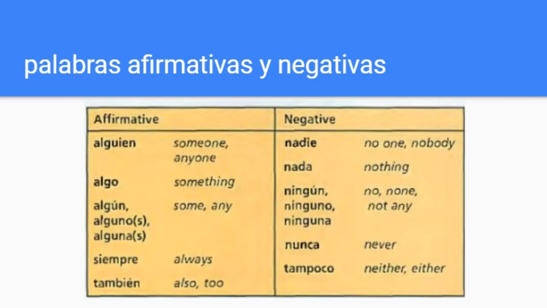Affirmative and negative words, and think of them in pairs. Alguien, nadie. Somebody, nobody. Algo and nada. Something and nothing. Algún, ningún. You can see how they match. And algunos and algunas have a plural form. But of course, ninguno, ninguna do not have plural forms because you're saying none. So it can't be plural. Siempre, nunca. También, tampoco. So think of these in terms of opposites, and that will help you.